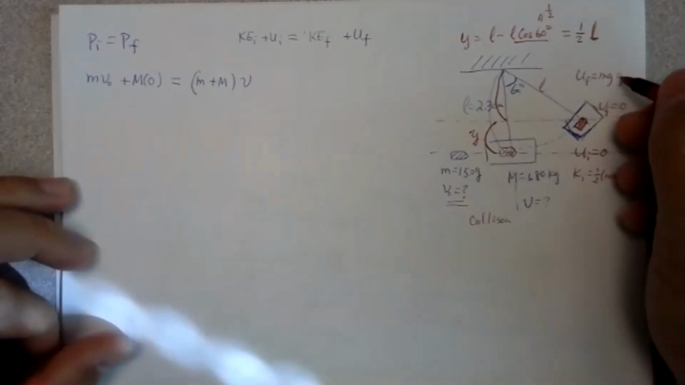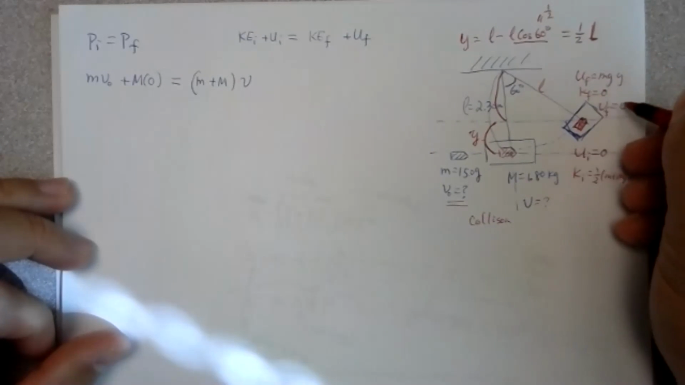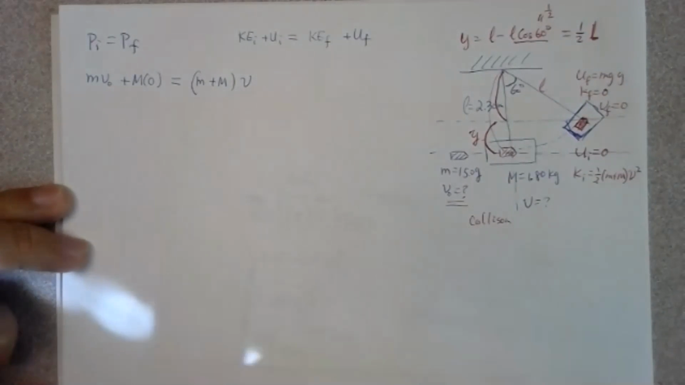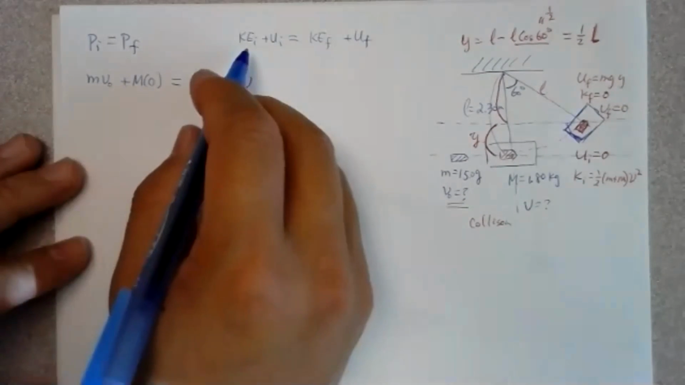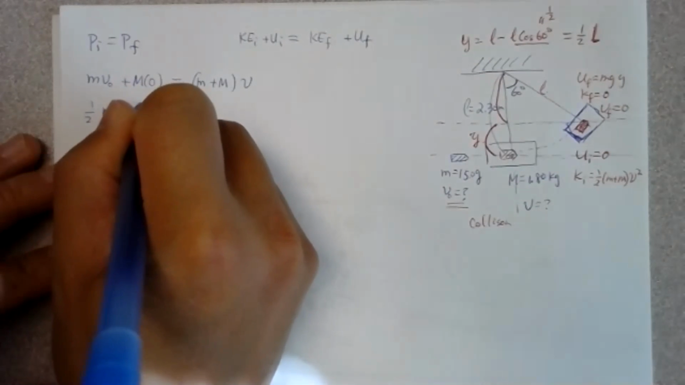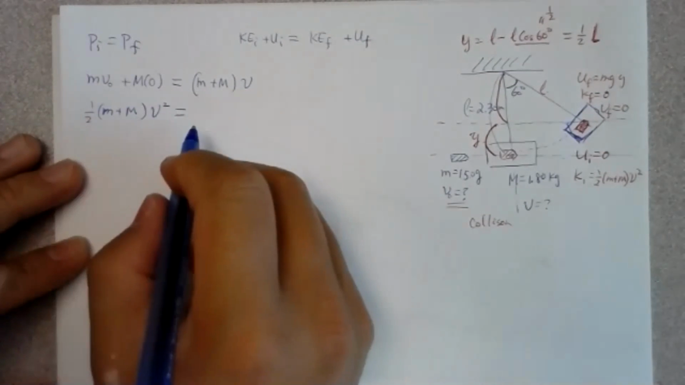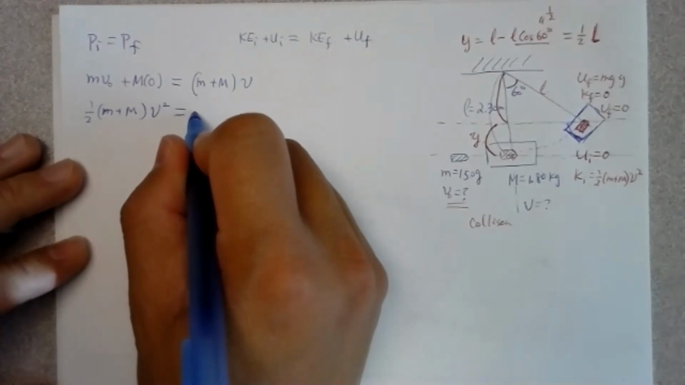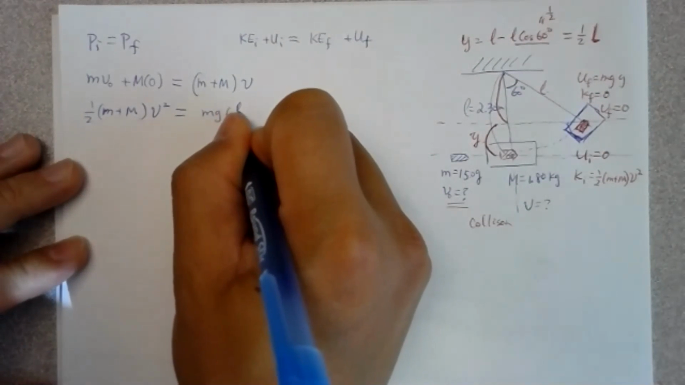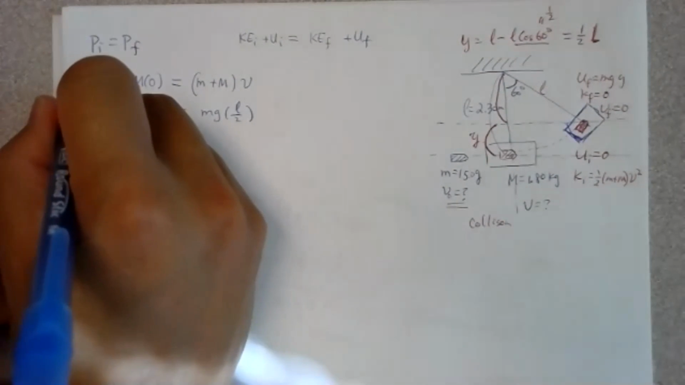So this is then mg times 1/2 small l, and Kf is equal to 0 because the final velocity is 0 when it reaches the high point. So the second equation you can write over here is Ki, which is 1/2 small m plus capital M times V squared, plus Ui, which is 0, and then equals Kf, which is 0, plus Uf, which is mg times 1/2 L. L is the 2.3 meters. So then you have these two equations.